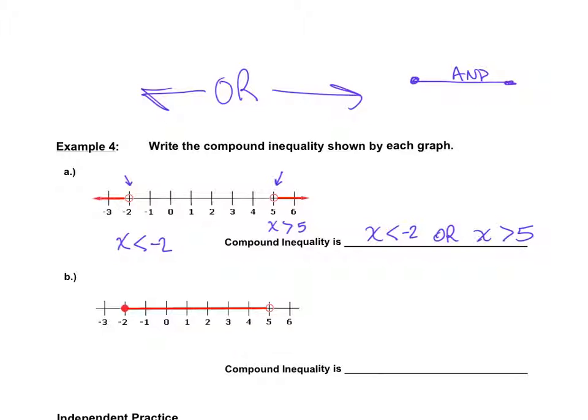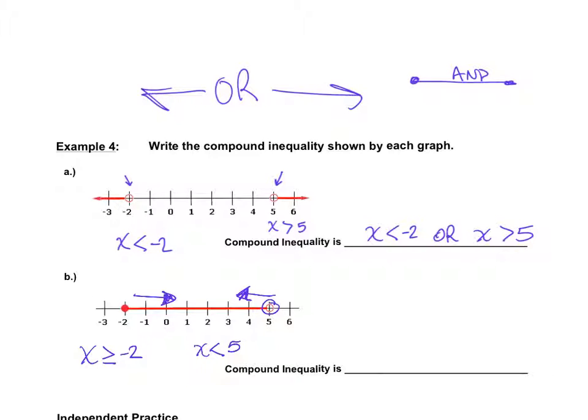This one is an and. Start with the -2. You know that if you're going that way, that's greater, so you would say x is greater than or equal to -2. And if you're looking at the 5, if you're going that way, it's less than, so you would say x is less than, it doesn't have the or equal to, 5.